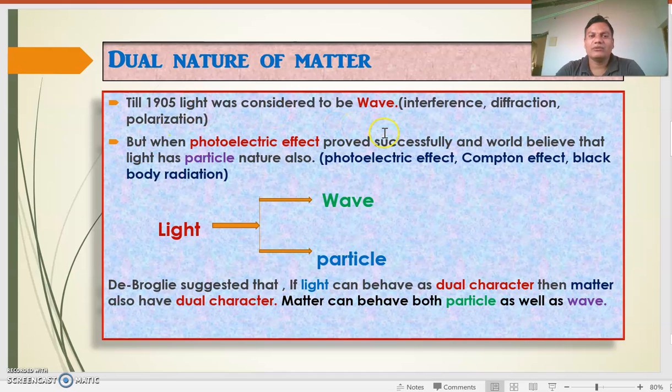Now out of that, the first one is dual nature of matter. That means we are going towards de Broglie's hypothesis. Now what is dual nature of matter? Till 1905, light was considered to be a wave.